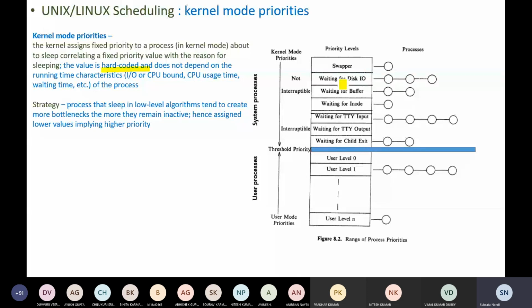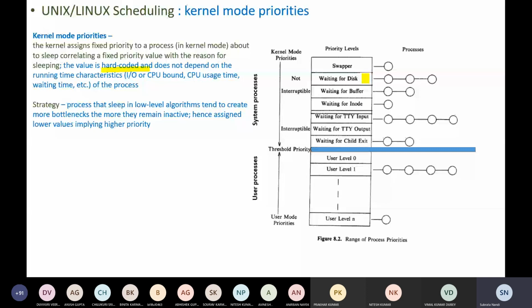It may happen that some processes are waiting for the disk IO. Disk IO means they have got the buffer and they are waiting for the disk IO. And some other processes are waiting for the buffer itself. I mean, once they get the buffer, only then they can wait for the disk IO. And prior to the buffer, the requirement is for the inode.